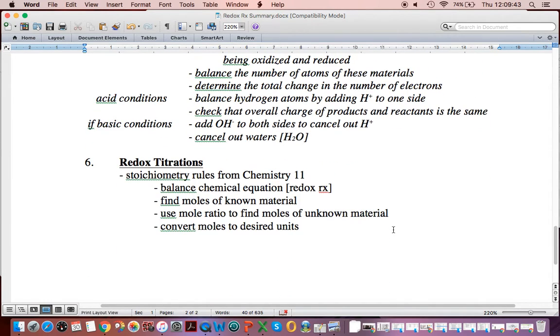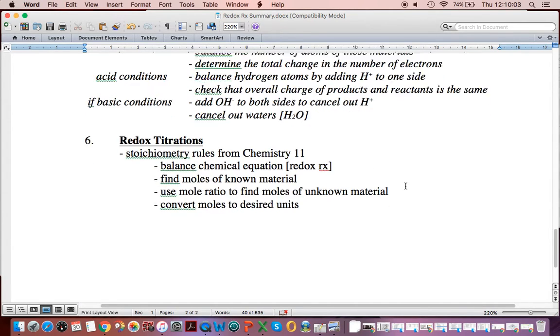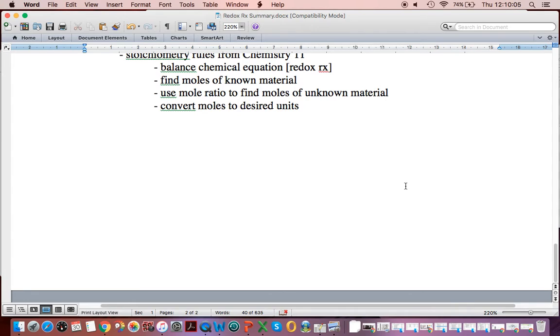Once we have balanced chemical equations, then we can do things called titrations, stoichiometry, and that means we'll have a volume and concentration of a known material, and we will have the volume, typically what we've experimentally determined, of a material with unknown concentration, and we use stoich to find the unknown concentration. We can do other things with it as well.